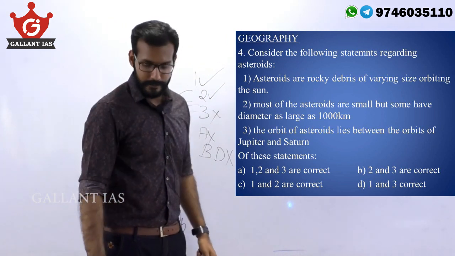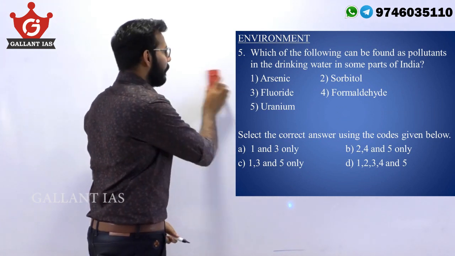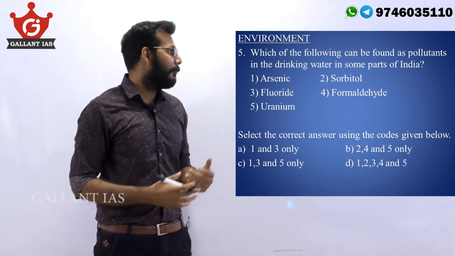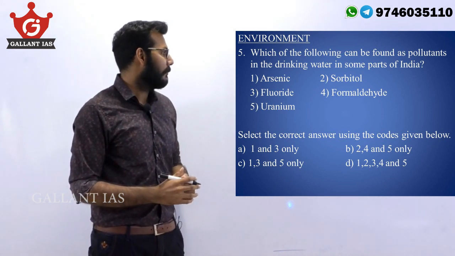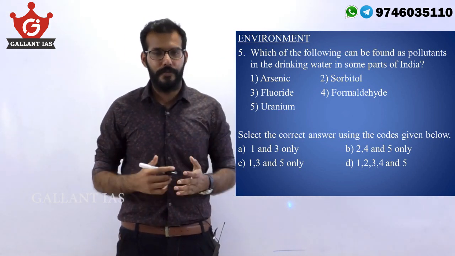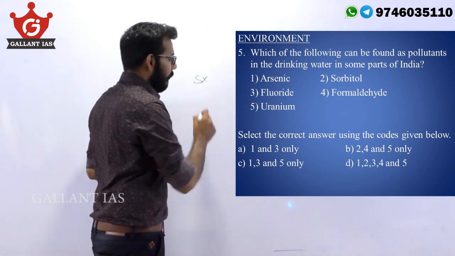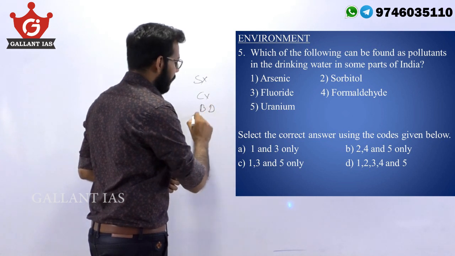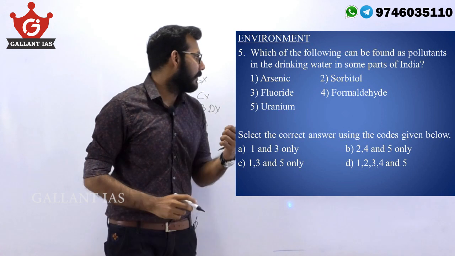What you are left with is the answer, and the answer to this question is C, 1 and 2 only. Now, the last question of the day from environment. Which of the following can be found as pollutants in drinking water in some part of India? Now, uranium as a water contaminant is not found in parts of India. So, 5 can be eliminated. Means we can eliminate C, B and D. So, our answer here is A, 1 and 3.